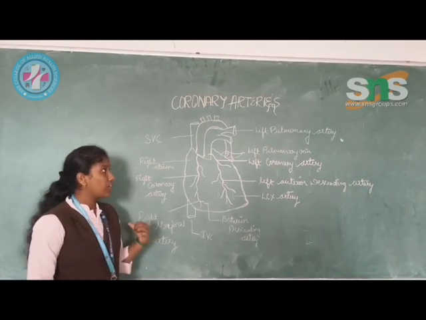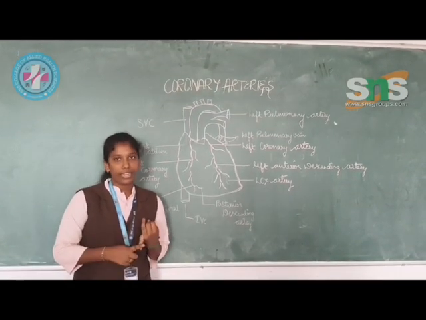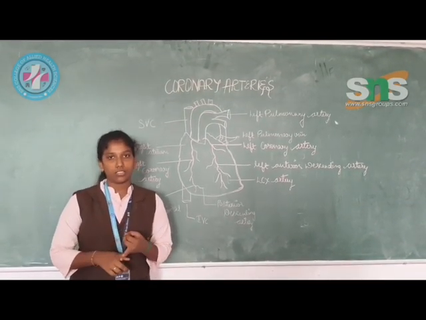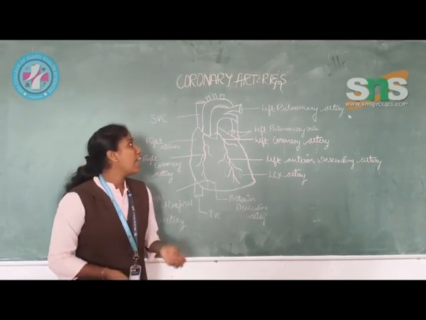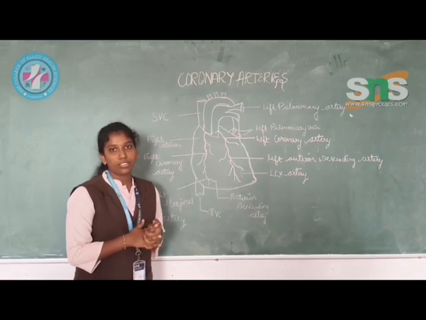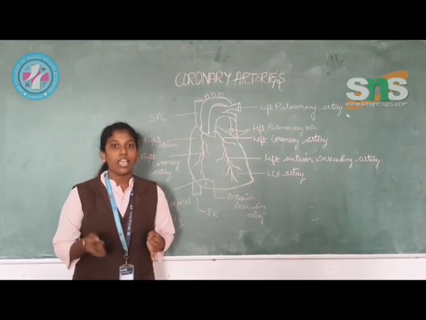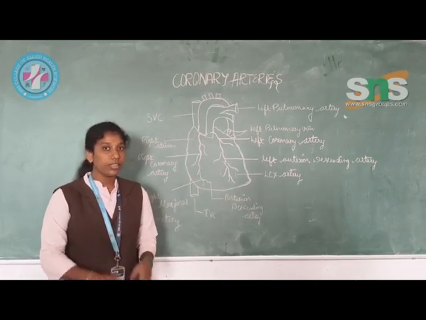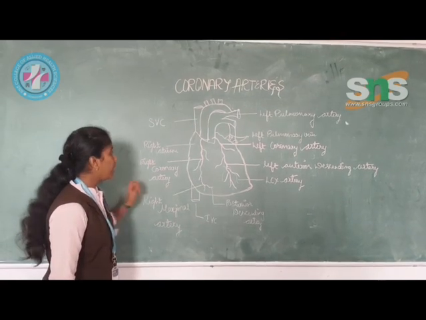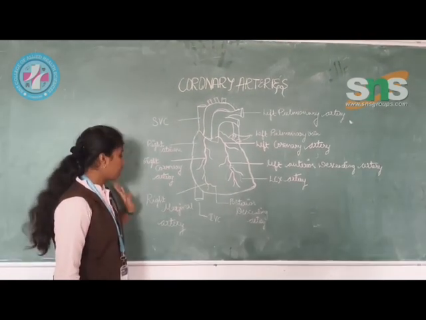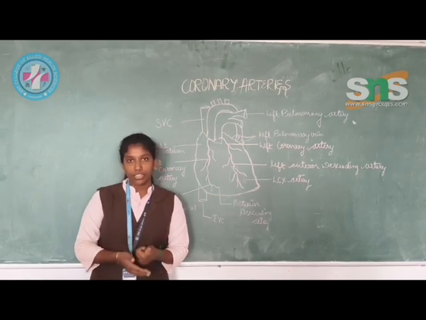And the right coronary artery has 5 branches: right coronary artery, atrial branches, ventricular branches, and posterior interventricular branches. And the left coronary artery has 2 branches: left anterior descending artery and the left circumflex artery. Let's see about the right coronary branches. First, the right coronary artery. The right coronary artery is the first branch of the right coronary arteries.